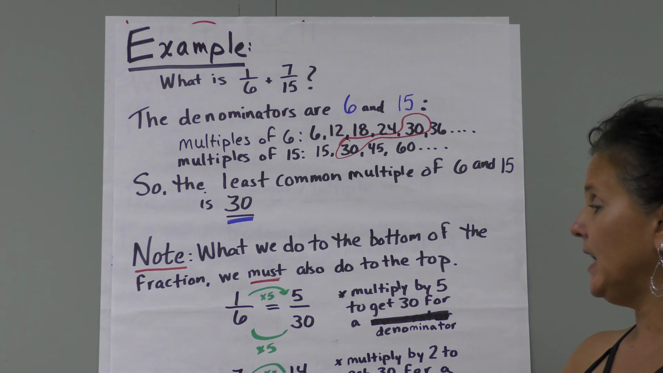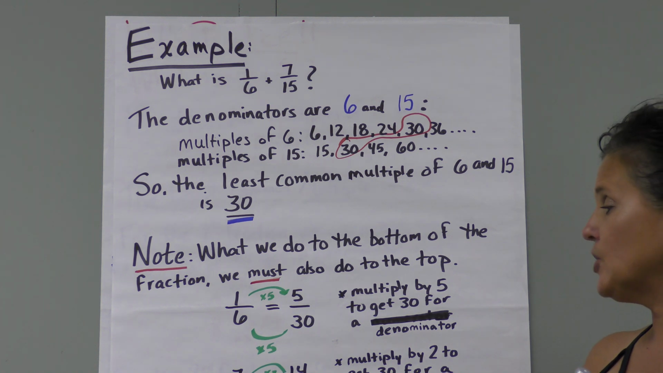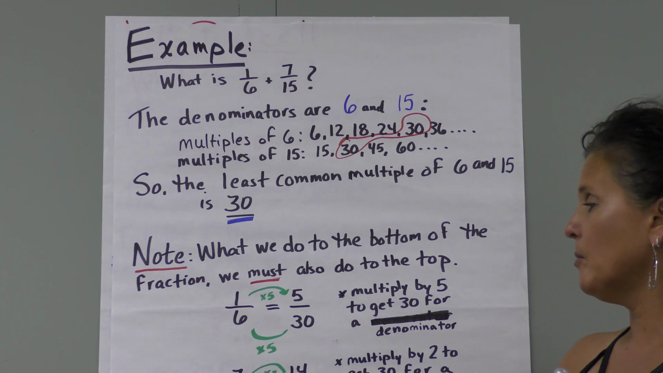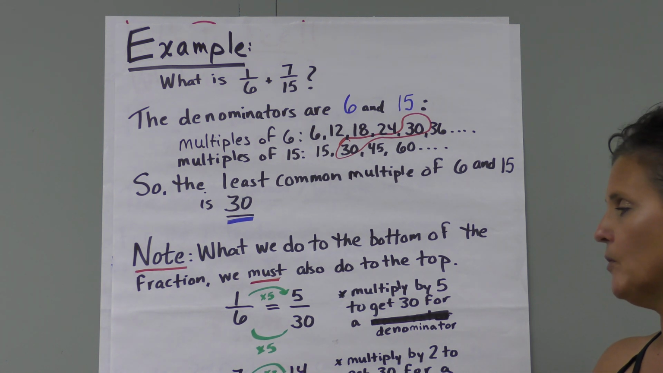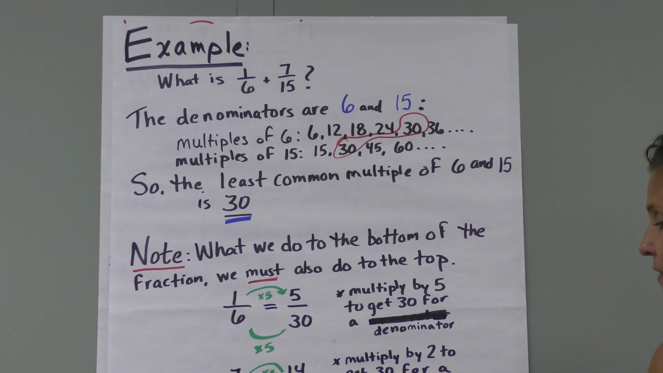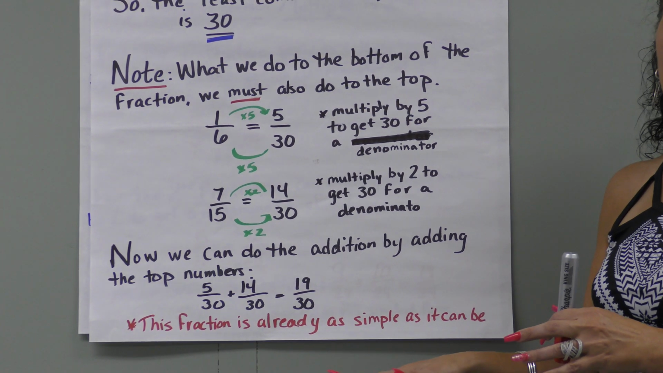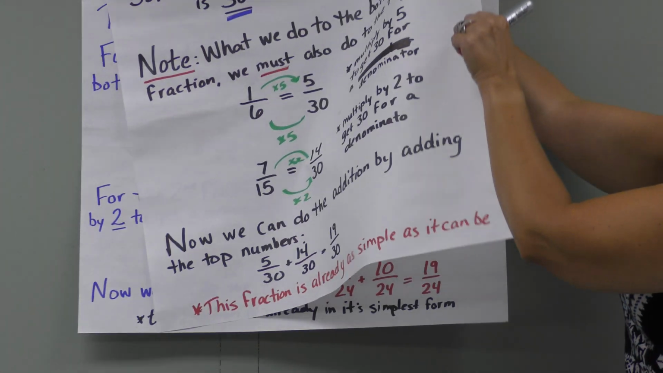So here's our 7/15. So we look at 15 and we say, what do we multiply 15 by to get 30? That is 2, right? So if we multiplied 15 by 2 to get 30 on the bottom, we have to multiply 7 by 2, and that is equal to 14 on the top. Now we can do the addition. So we have to add the top numbers. We have the same denominator, which is what we wanted, and we bring it over, and we have 5 plus 14, that equals 19. So our answer is 19/30. This fraction is already in the simplest form. We cannot reduce this fraction, so that would be our final answer.